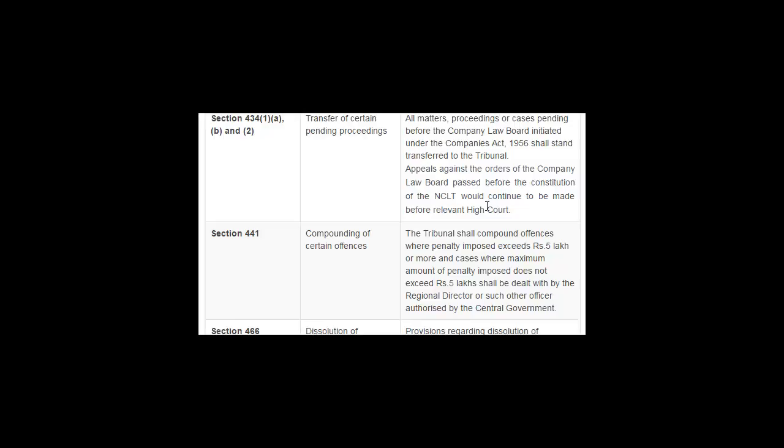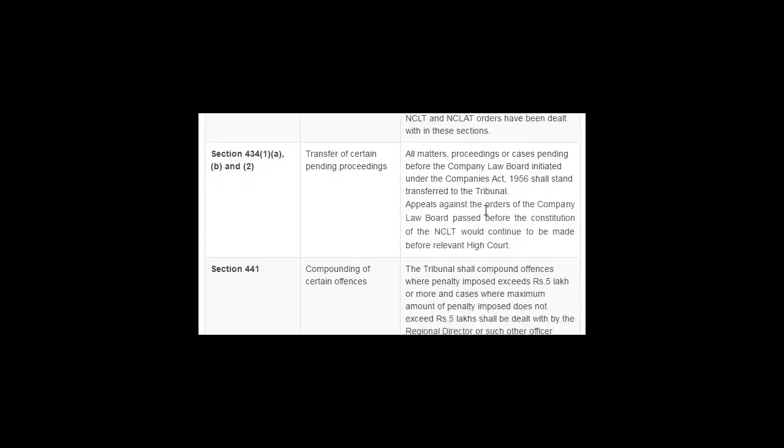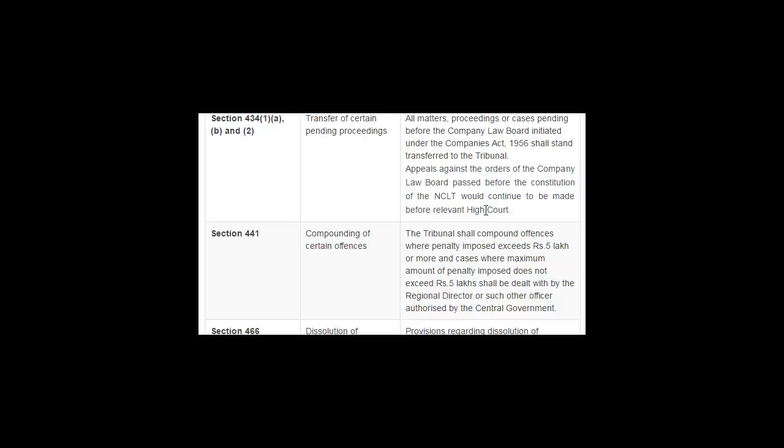Section 441, compounding of certain offences. The tribunal shall compound offences where the penalty imposed exceeds rupees 5 lakh or more, and cases where the maximum amount of penalty imposed does not exceed 5 lakh shall be dealt with by the regional director or such other officer authorized by the central government. So this whole section talks about compounding of certain offences.